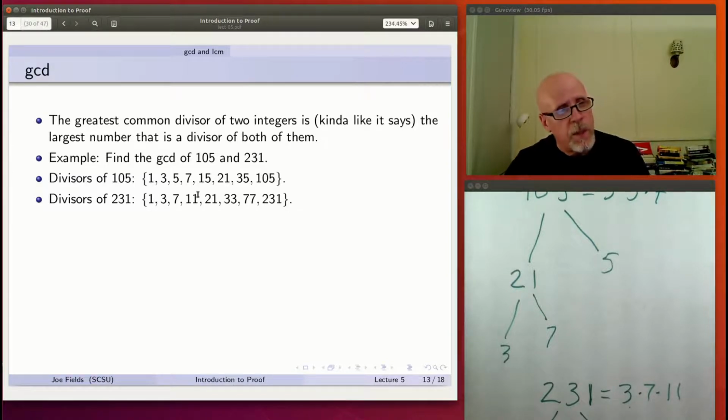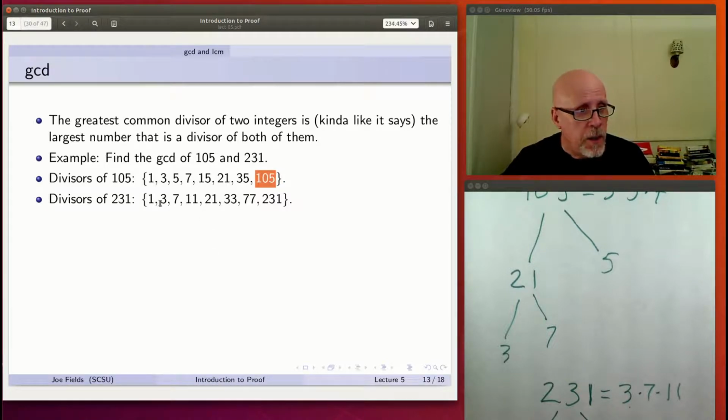But the other things that appear are products of some but not all of the prime factors. So this one had 3, 5, and 7. 15 there is 3 times 5. 21, that's 3 times 7. And 35, that's 5 times 7. And finally, the number divides itself, so 105 belongs on this list too.